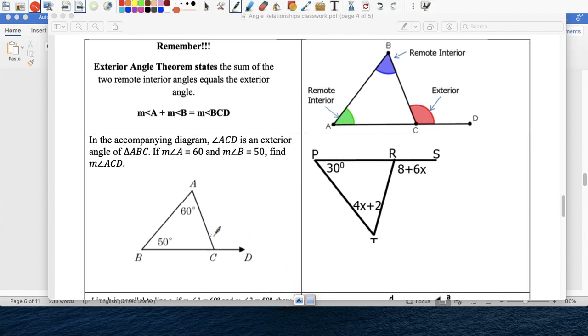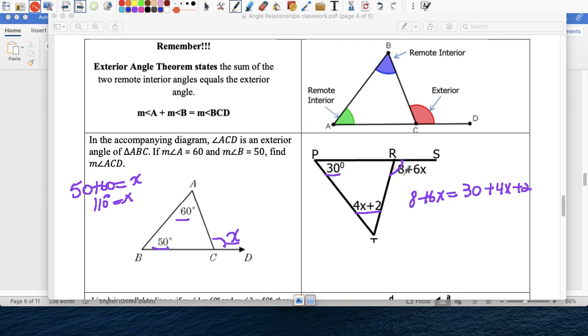So this one, for example, it's asking you, hey, what is this angle? What's this exterior angle? Well, let's call it X. Let's call it X or A or B or C. And according to the theorem, if I add these two angles, the 50 and 60, it's going to be equal to the exterior angle X. So what's X? 110. Same thing here. This angle here, 8 plus 6x is equal to 30 plus 4x plus 2.